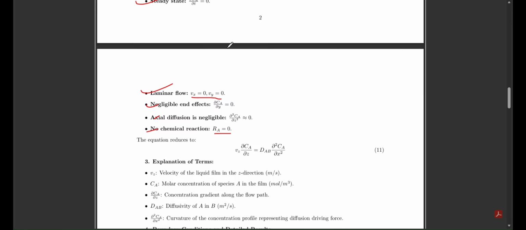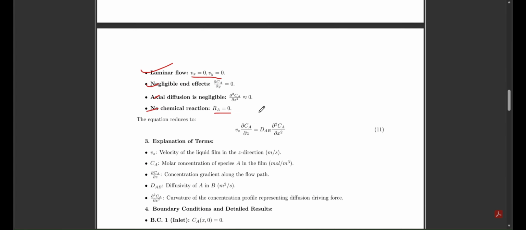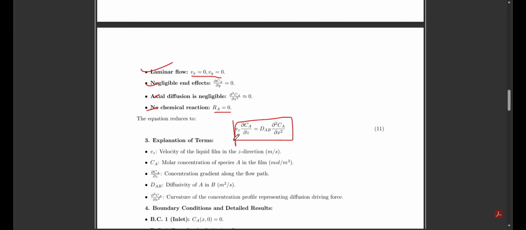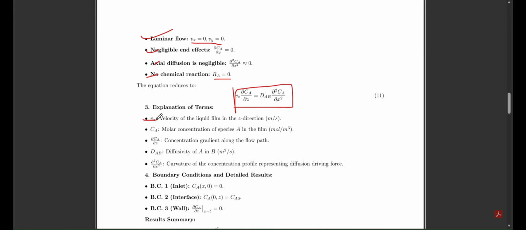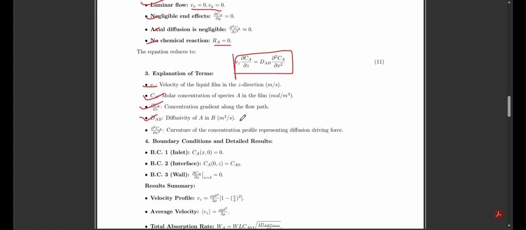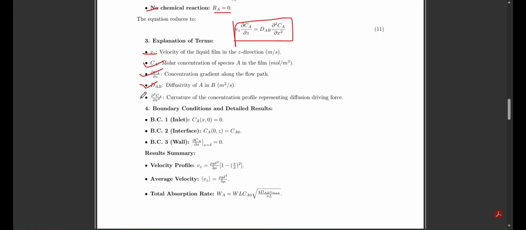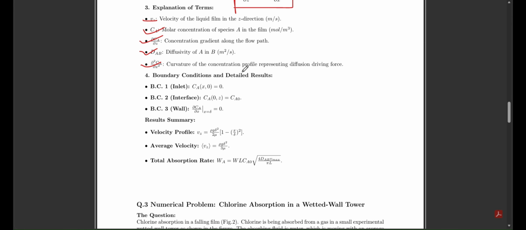Our equation gets reduced to this equation, where Vz is the velocity of the liquid film in the z direction, C is the molar concentration, ∂C/∂z is the concentration gradient, D is the diffusivity of A in B, and ∂²C/∂x² is the curvature of the concentration profile. The boundary conditions are the same and the results are the same.